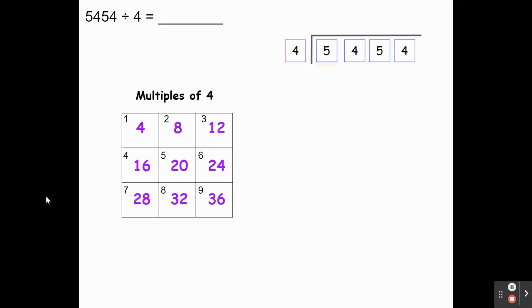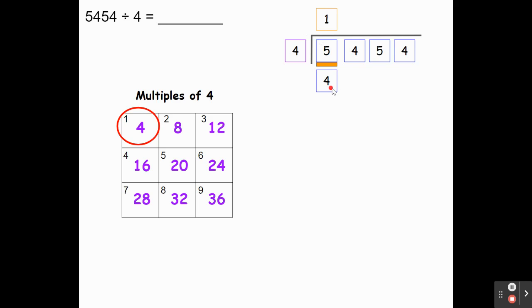Let's first start by sharing the biggest place value, which in this number is the thousands place. We have 5 thousands. So we're going to look at our multiples of 4 to see which gets us closest to 5 without going over. Well, we can see the first multiple of 4 gets us closest to 5 without going over. So since this is our first multiple, we're going to place a 1 up here in the quotient in the thousands place. We're going to go ahead and subtract 4 thousands.